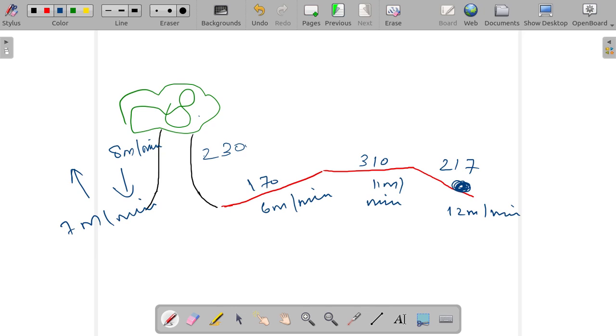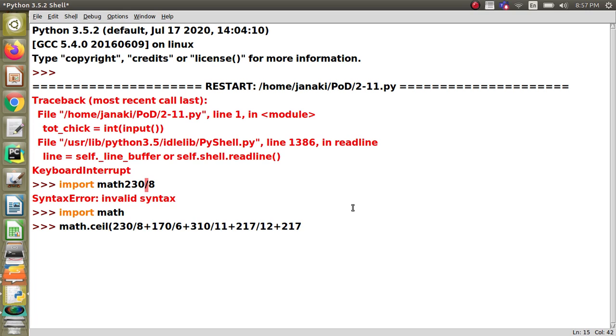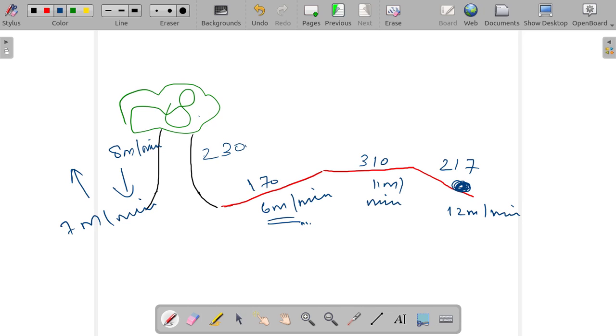And then it is the return journey. When it is going to return, first of all it will climb up 217. So the speed we have to consider is 6 meters. So 217 by 6, and then plus moving straight. In the return journey also the move straight is the same.